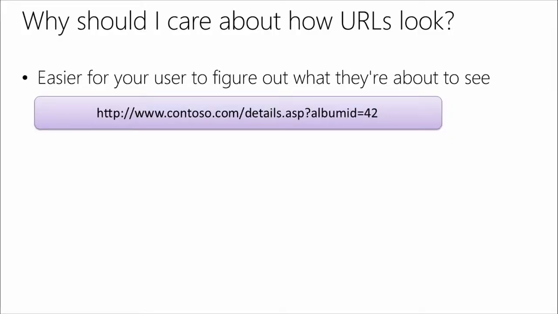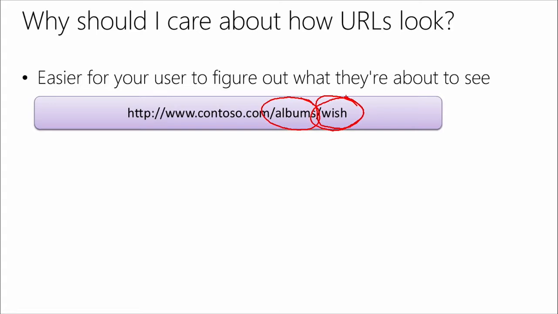So when I look at this URL, I have no idea what I'm about to get. I know I'm going to get details, and I'm probably going to get an album, but that's really the extent of it. But if I saw a URL that looked like this, www.contoso.com/album/wish, I've got a very good idea that I'm going to be looking at albums, and I'm probably going to see something called wish.